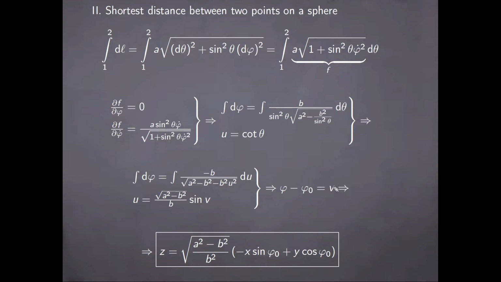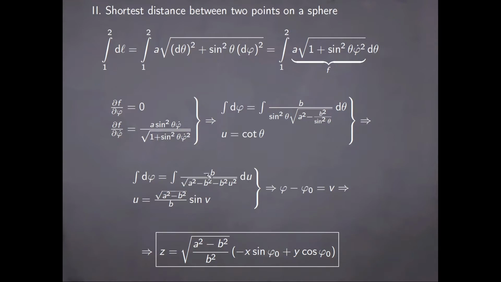And then we simply backtrack for the variables, so we write v as a function of u, and then we write u as a function of theta, and then we convert the resulting expression from the spherical coordinates to the Cartesian ones and find the result here. So z is equal to a function of x and y depending on the parameters a, b, and phi 0, and this is simply the equation of a plane passing through the origin, which is the center of the sphere.